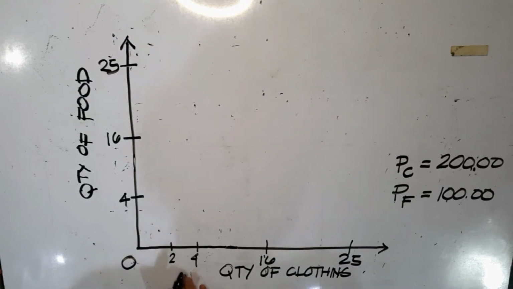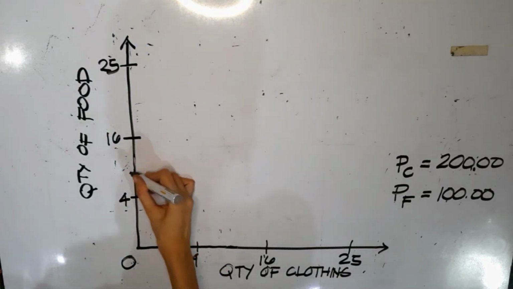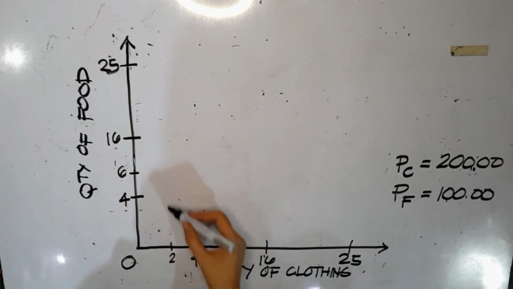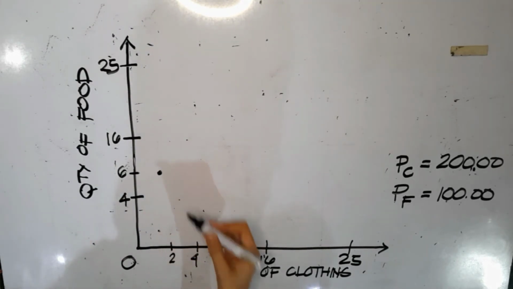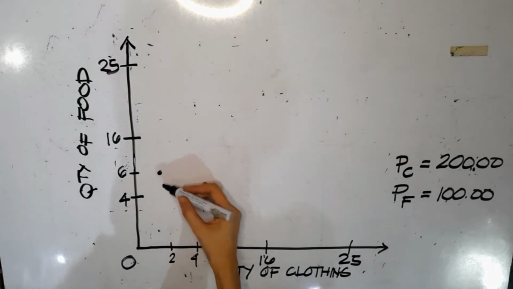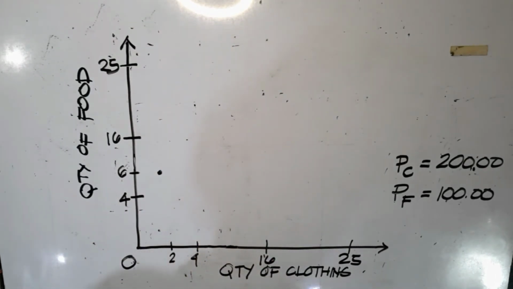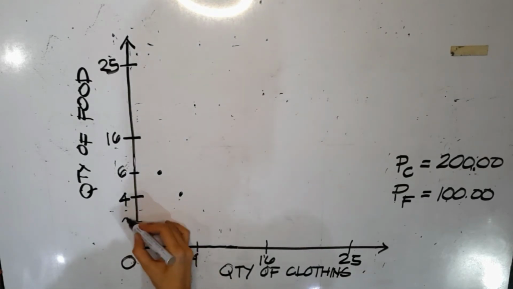And a combination of 6 clothes. Okay? So that would give you exactly 1,000. Or a combination of 3 clothings and 4 food. So that would give you 1,000. Or how about 4 clothing and 2 food?